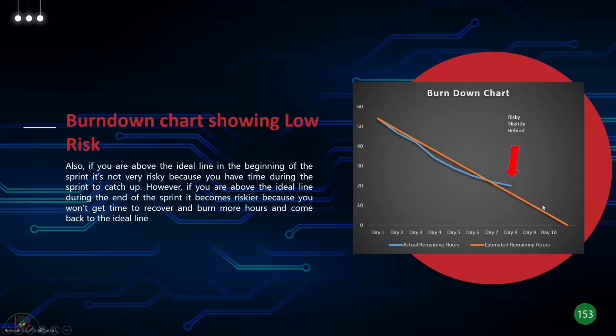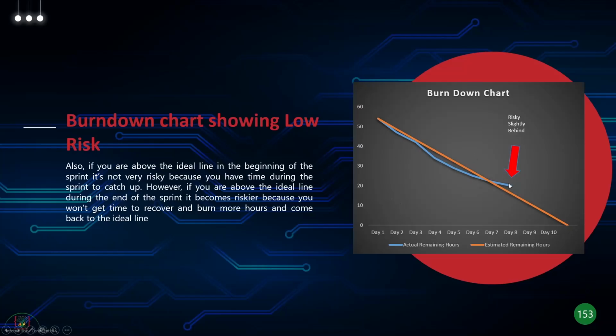If you are above the ideal line towards the end of the sprint, like day 9, or even day 10, means you're pretty much done, but day 9, that's difficult. You don't have much scope to come back below your ideal line, so that's high risk.